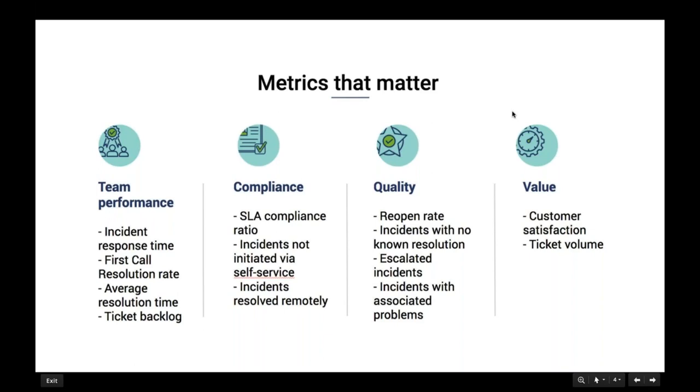In the quality section, we have to measure the reopen rate of tickets. That will help us identify the effectiveness of the solution provided. Incidents with no known resolution. Sometimes incidents will not have any resolution available in the knowledge base, so it is essential for us to build new solutions. Escalated incidents. When a technician fails to meet the SLA, it gets escalated, and we have to identify such tickets and ensure that it doesn't happen in the coming days. And number of incidents associated to problems.